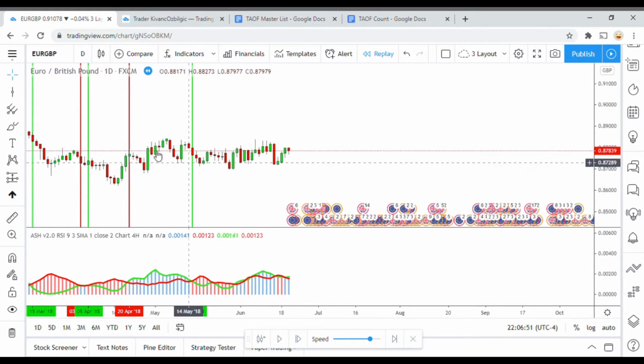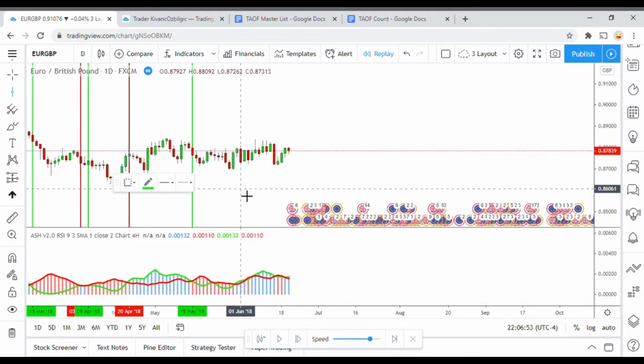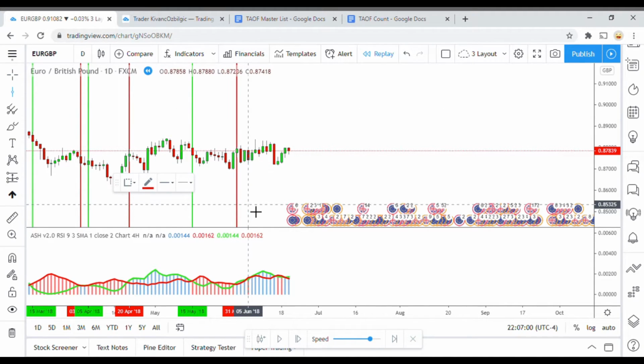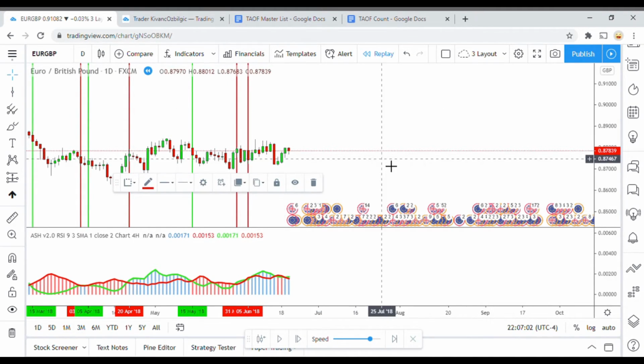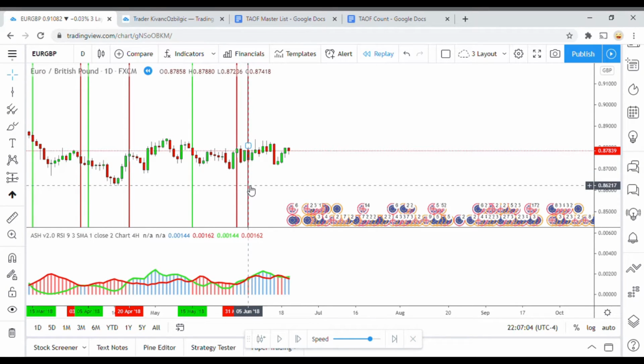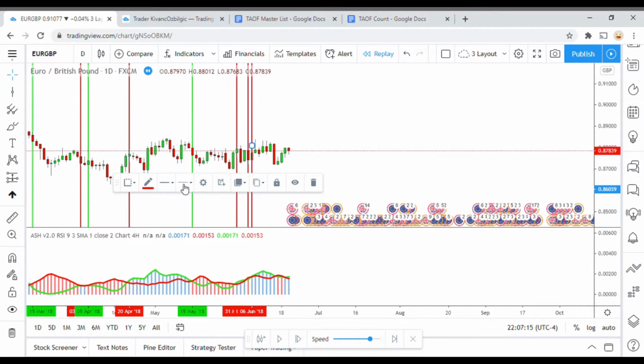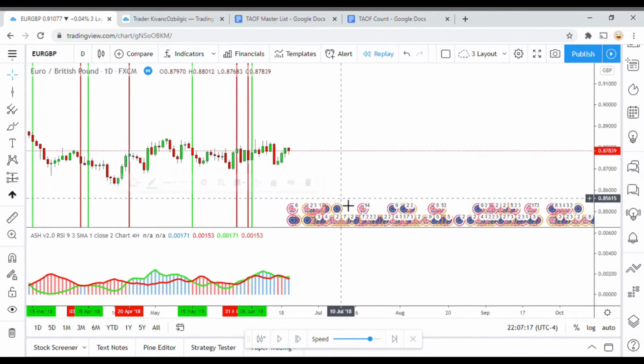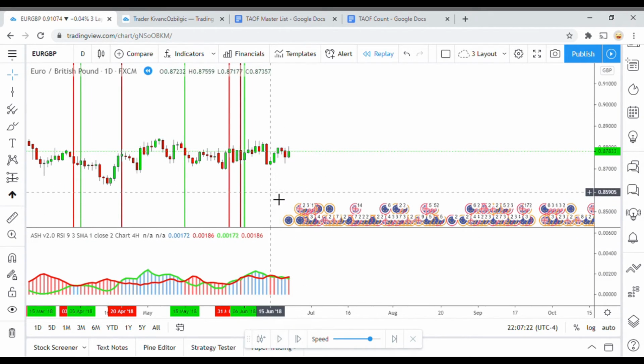So we got a long there. It went super choppy on us. Losing trade there. And flashed a short trade there just for a moment before it turned around and gave us a long signal, which gave us a winning trade.